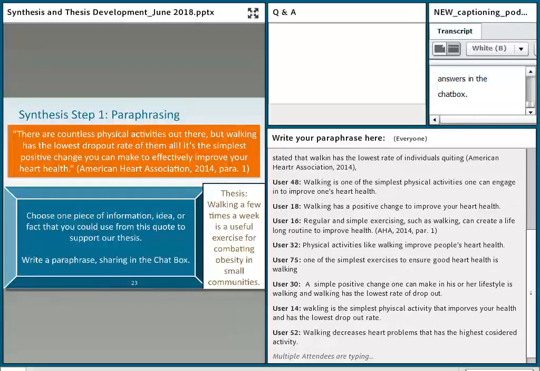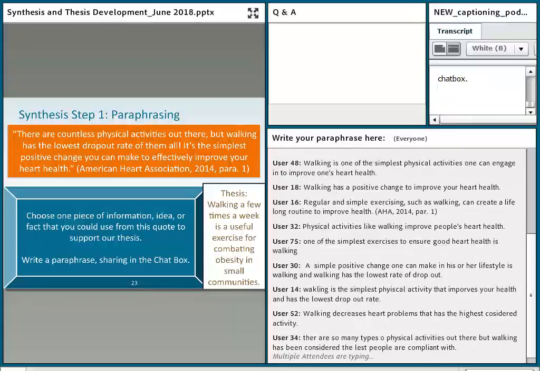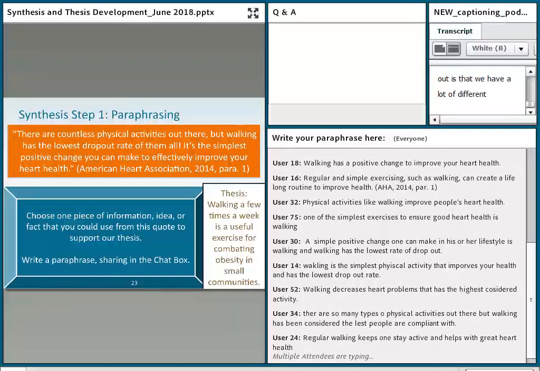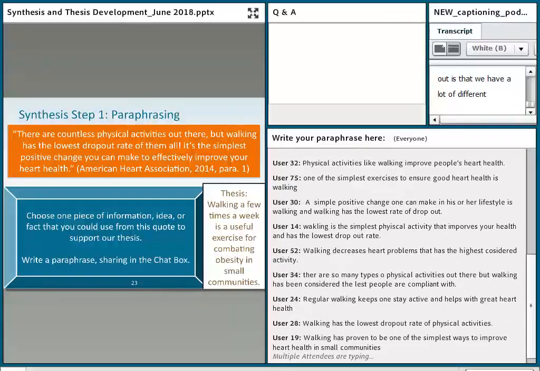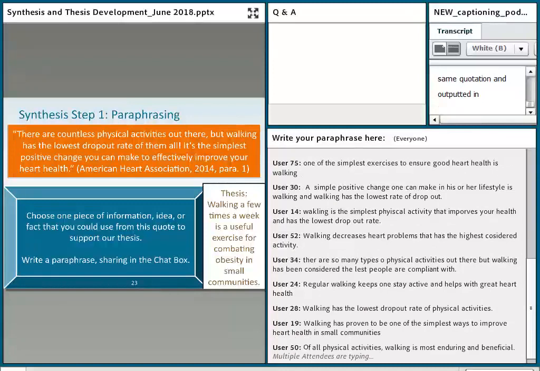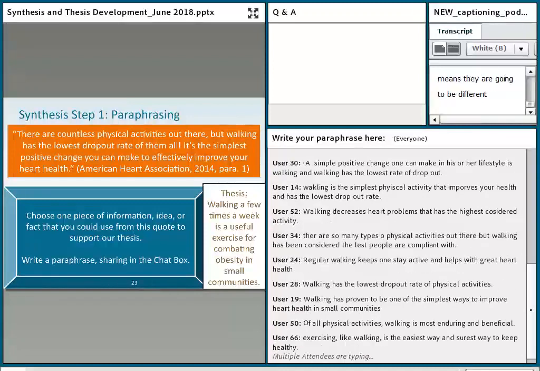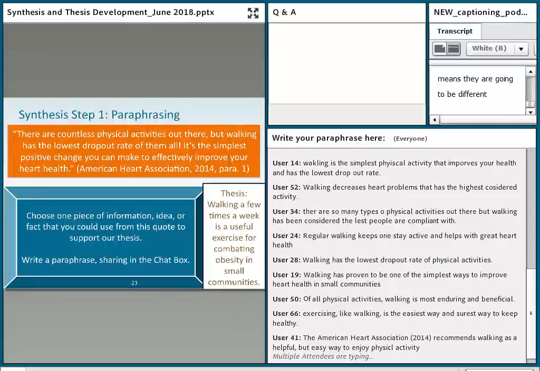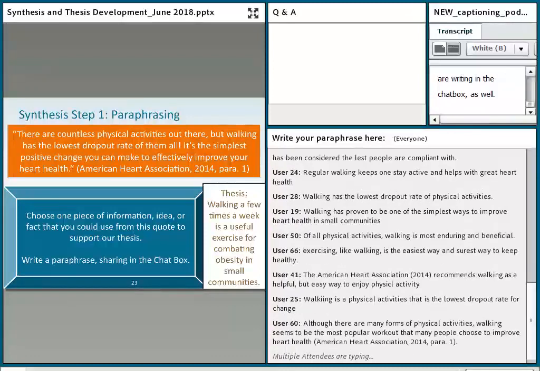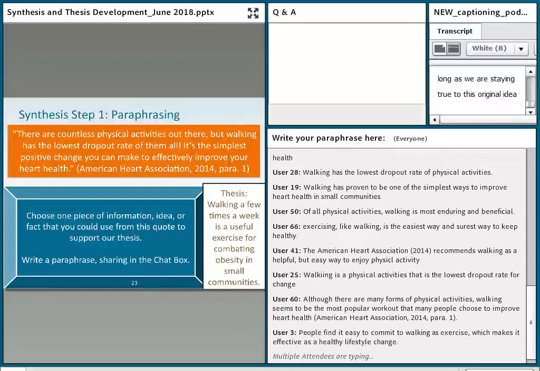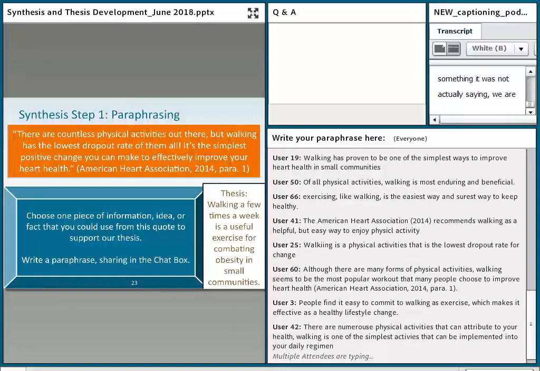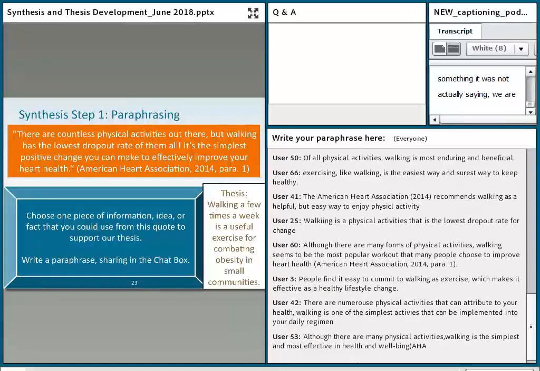These are some great paraphrases. And one thing I want to point out is that we have a lot of different paraphrases, right? You guys have taken this same quotation and you've put it into your own words. So naturally, that means that they're going to be different than what your colleagues are writing in the chat box as well. And so we just want to make sure that as long as we're staying true to this original idea of the quotation, we're not taking it out of context. We're not trying to make the American Heart Association say something that it actually didn't say, that we're doing a nice job with paraphrasing.